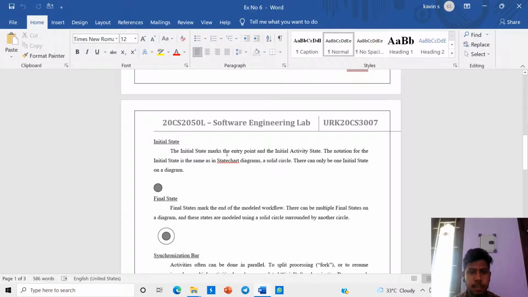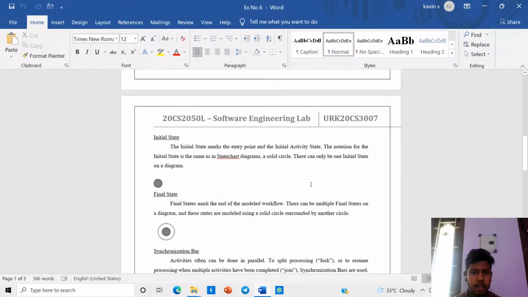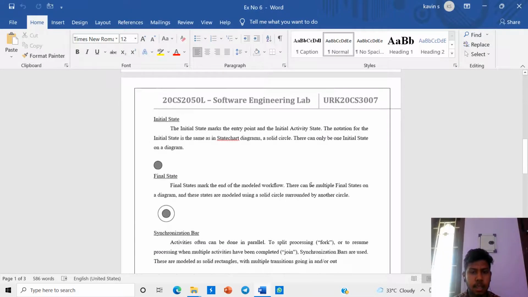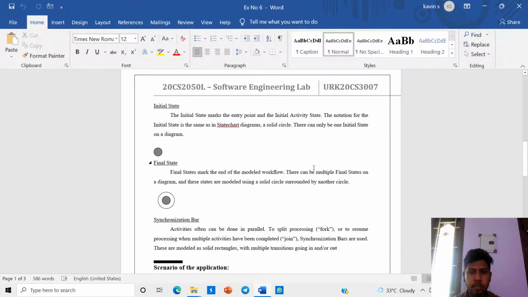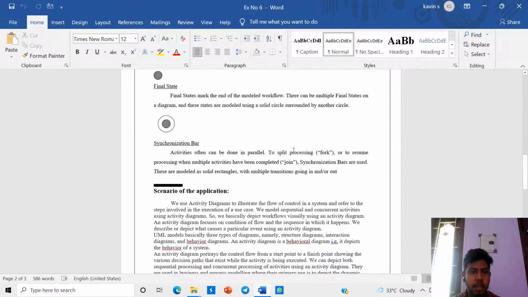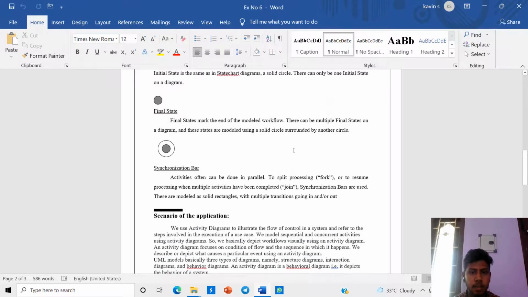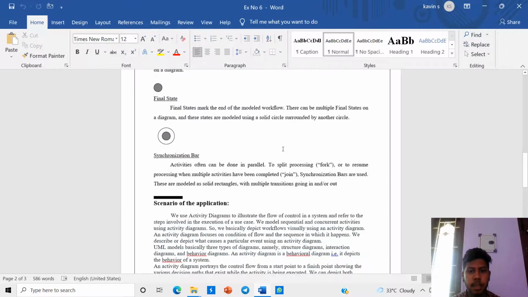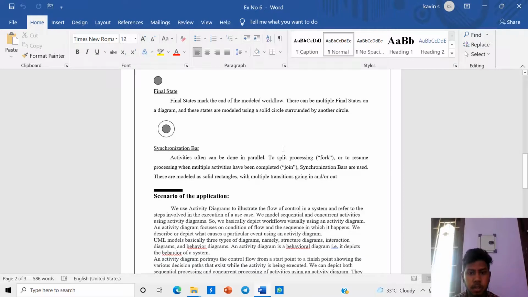Initial state: the initial state marks the entry point of the initial activity state. The notation of the initial state is the same as in the state chart diagram, a solid circle. There can only be one initial state on the diagram. The final state marks the end of the model's workflow. There can be multiple final states in a diagram, modeled using a solid circle surrounded by another circle.